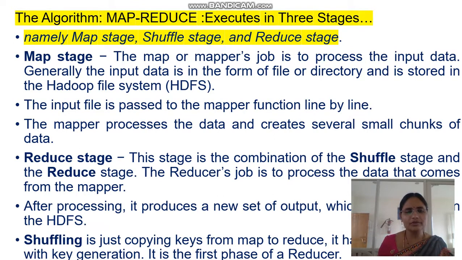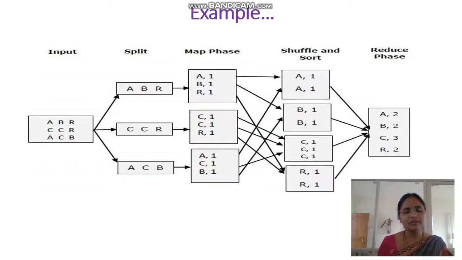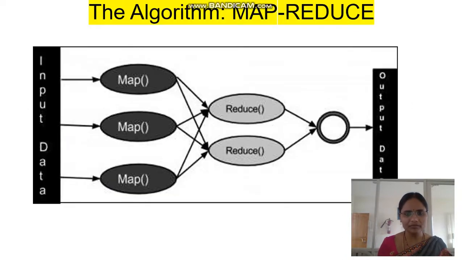The reduce stage combines the shuffle stage and reduce stage, I can say. The reducer's job is to process the data which comes from the mapper function, from the shuffling stage. After processing, it produces a new set of outputs which are stored to HDFS. This algorithm we can understand simply through an example.